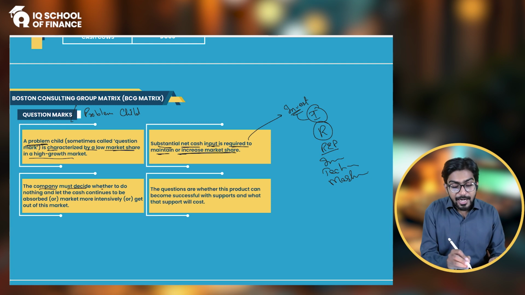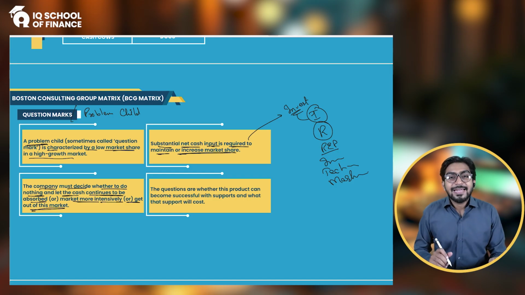The company must decide whether to do nothing and let the cash continue to be absorbed, or to market more intensively, or to get out of this market. It is saying that there are two options. Sometimes the company says that we are just leaving the question mark as it is. All right, just leave it. We are not going to solve it because it is in profits right now. As soon as it becomes loss making, we will withdraw from this market like a dog. And sometimes the company says that no, we will put efforts, we will put funds, and we will try to solve this issue, we will try to make this product a star. So these are the two strategies for the question mark product.